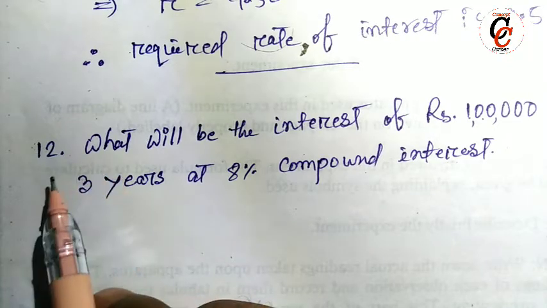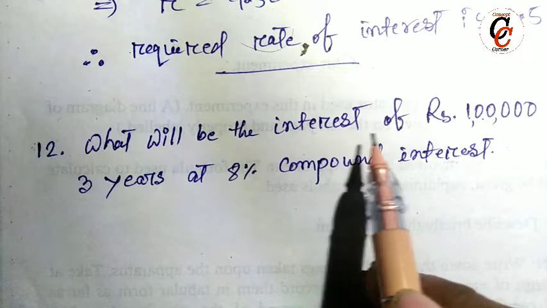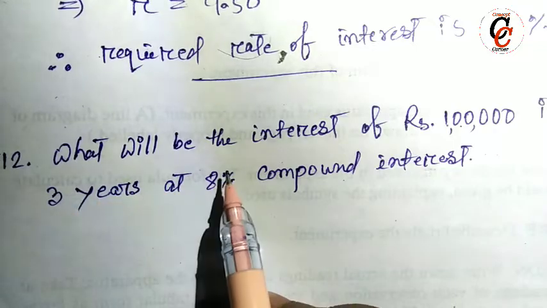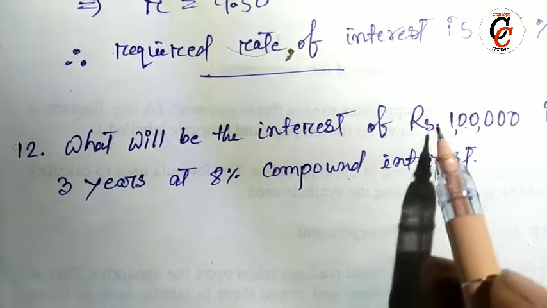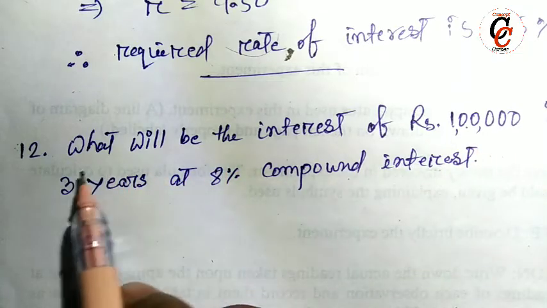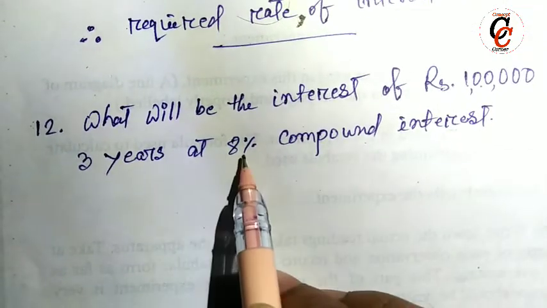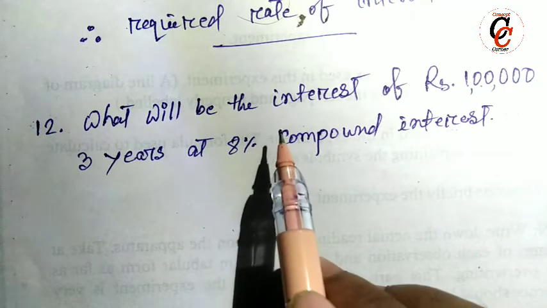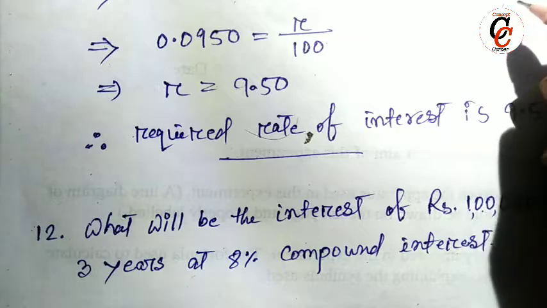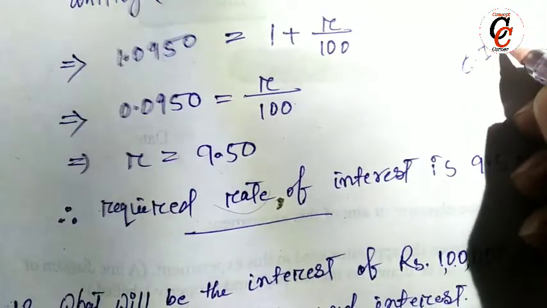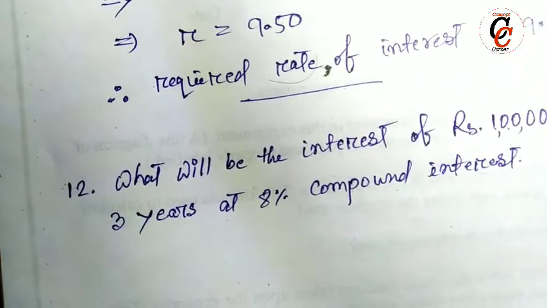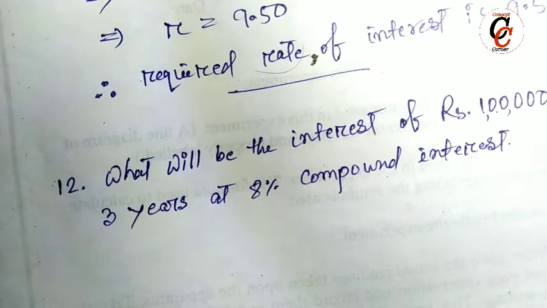Next, question number 12. What will be the interest on rupees 1 lakh in 3 years at 8% compound interest? We are given an amount of 1 lakh, time is given as 3 years, and the rate of compound interest is given as 8%. We need to find the amount of compound interest. For that we know that compound interest is equal to A minus P, that means amount minus principal. So we first have to find the amount.